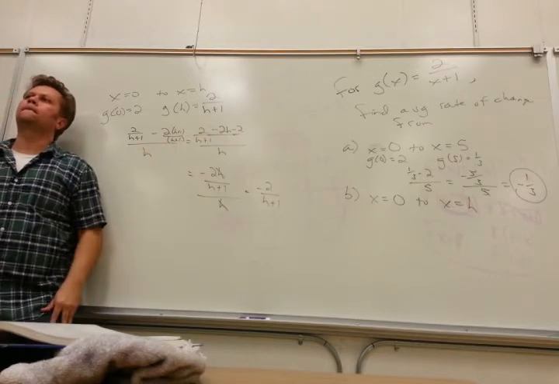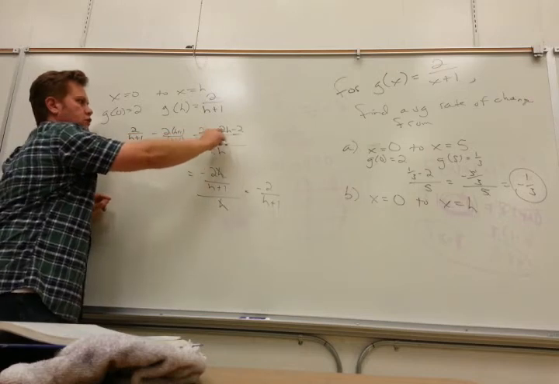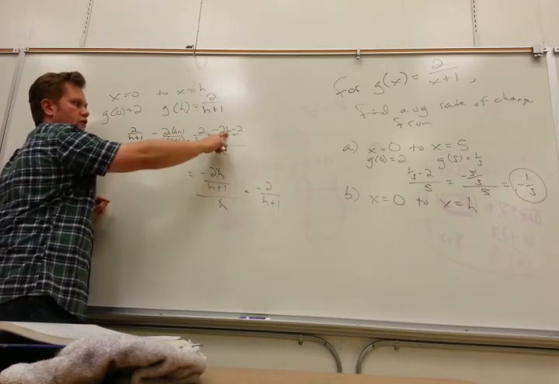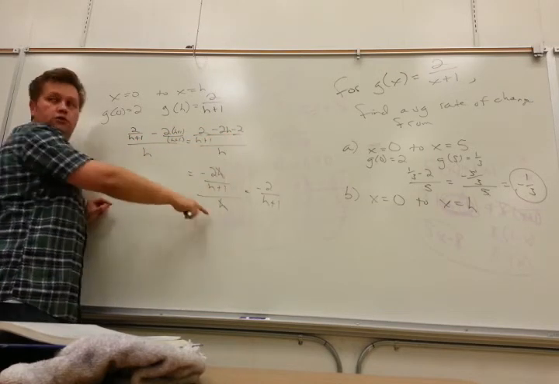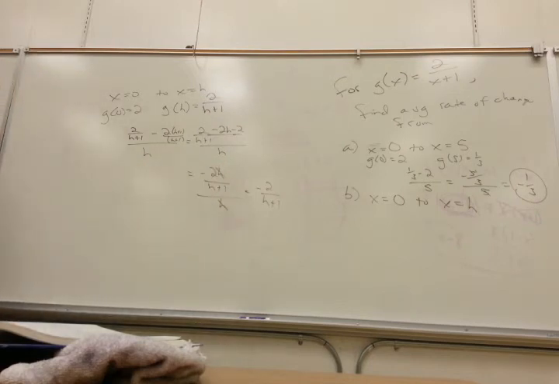Yeah. Can you explain the last step? So we're cool up to here. LCD, the 2's go away. So I just have negative 2h over this and the whole thing over h. And then those h's cancel. And that's the part that people can't get over.